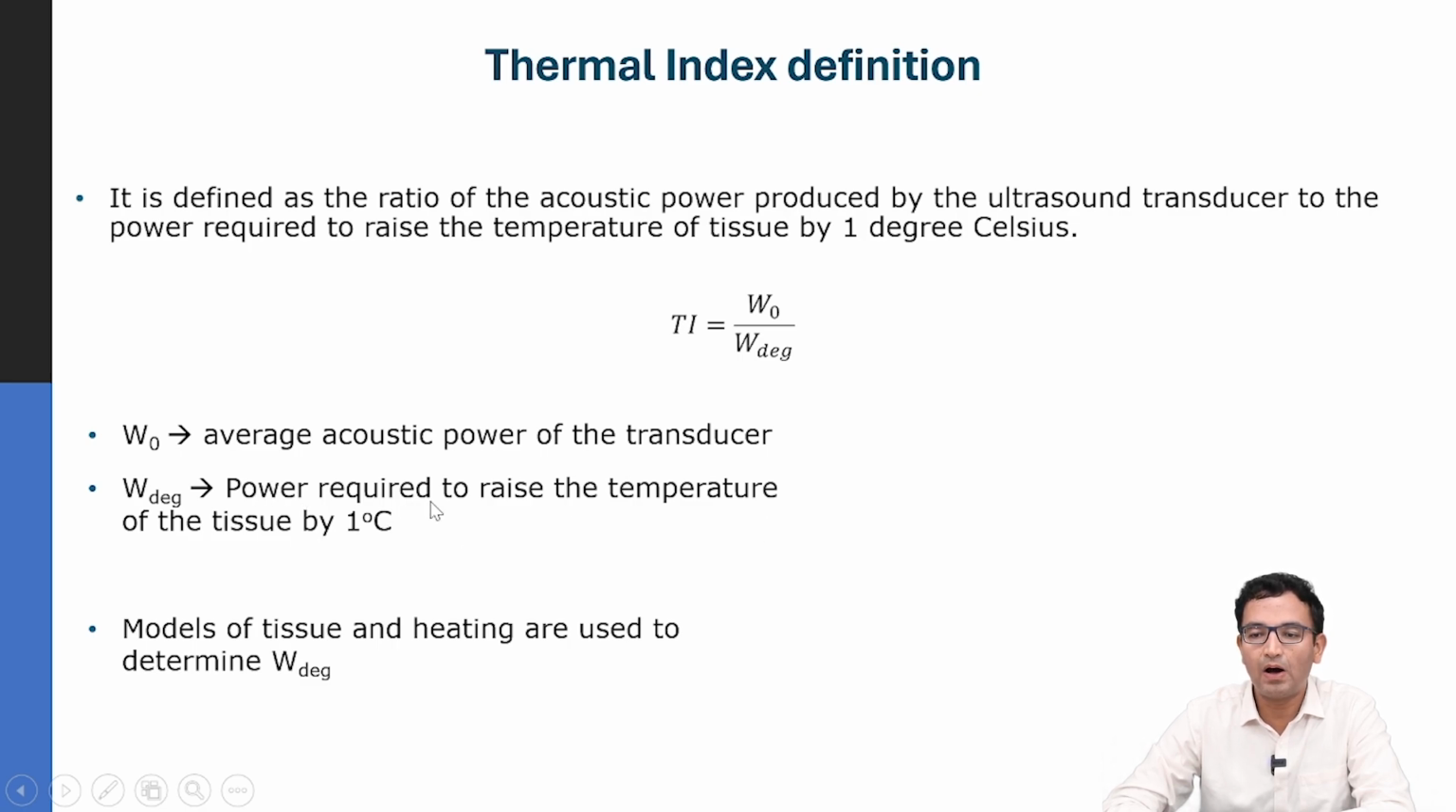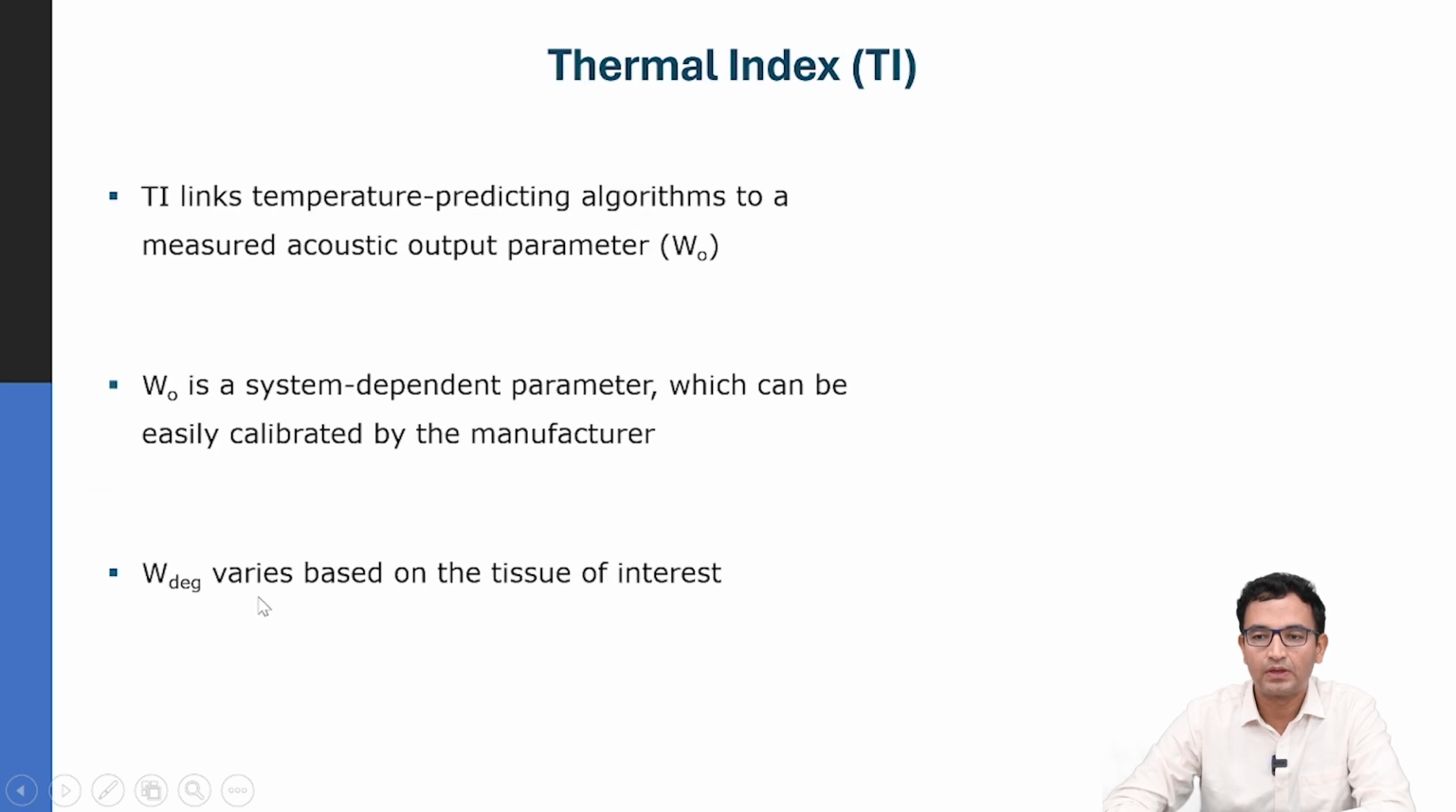Now, how do we know the power required to raise the temperature of tissue by 1 degree Celsius? This is done using models of tissue heating, and these are also supported by experiments. So this thermal index links temperature predicting algorithms to a measured acoustic output parameter W0. Like I said, W0 is a system dependent parameter which can be calibrated by the manufacturer. You can calculate the time average acoustic power being produced by the transducer, and that is your W0.